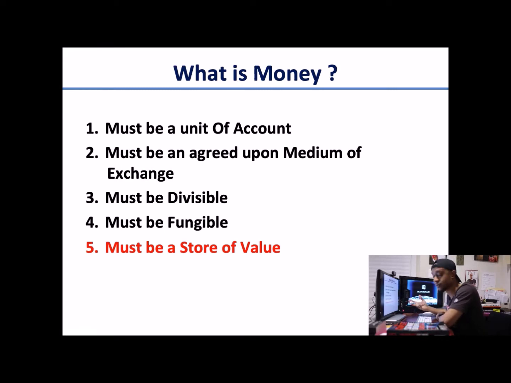Money must be a unit of account. It must be an agreed upon medium of exchange. It must be divisible. It must be fungible. Fungible means $20 in my pocket must be the same as $20 in your pocket. And this is the most important attribute of money: it must be a store of value. Anything that is going to be treated as money has to be able to store its value over a long period of time.